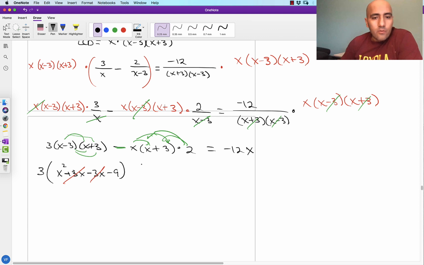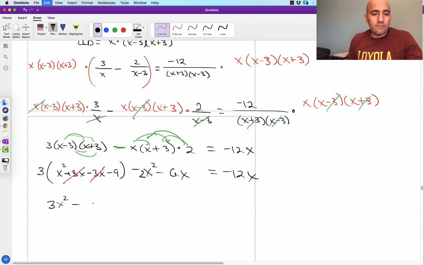And then we keep going. This will become a minus x squared minus 2x squared, and then minus 6x equals to negative 12x. Again, continuing to distribute this 3, we end up with 3x squared minus 27 minus 2x squared minus 6x.